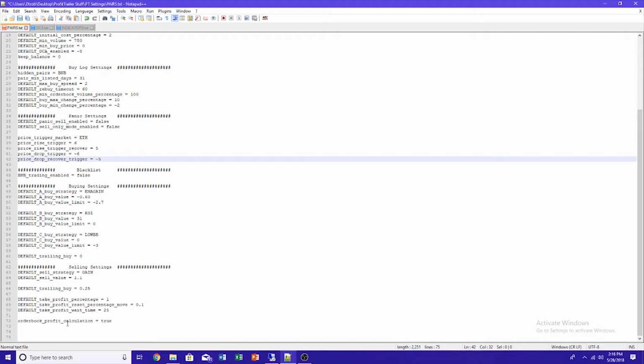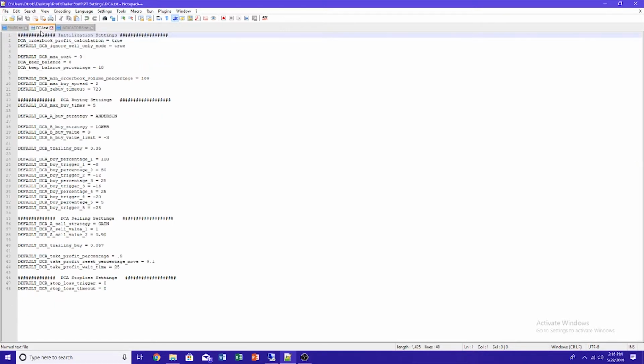If you want to know what this does, it's not complicated, but it's just a long explanation. Just go on their wiki, and I just have this set to true because I think it's a good setting to have in your DCA and pairs files. So that is that on the pairs file. Go ahead and save this because I made that change. And then we'll go over to DCA.